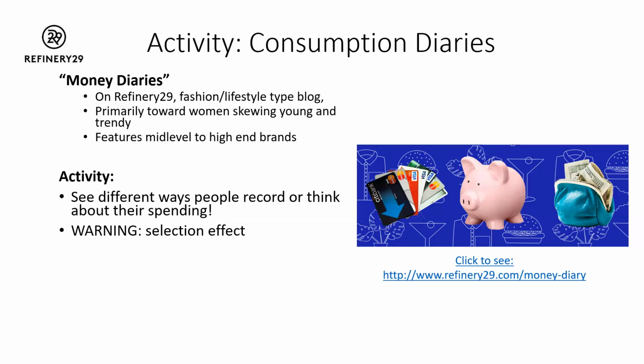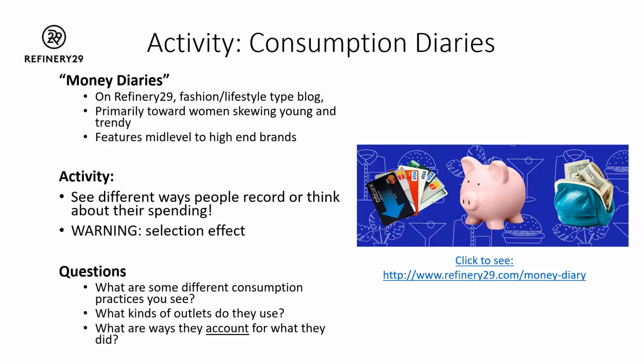What are some different consumption practices you see? What kinds of outlets do they use? What are the ways they account for what they did? So you'll notice they don't just say, this is what I bought. They often give you a reason, a little bit of background. So take a look. Find out how someone spends money in, say, Arkansas, California, Georgia, and others. All sorts of jobs and all sorts of financial health levels. And there's also some international ones too, if you're interested.